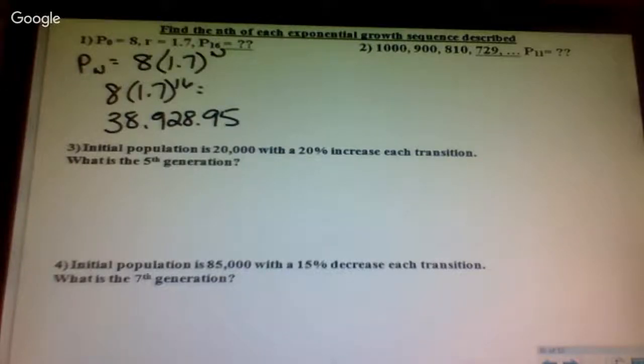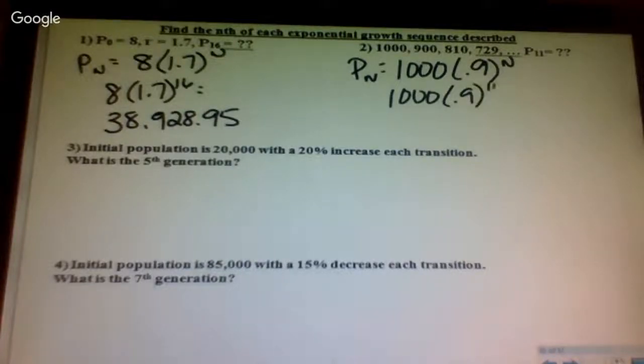Number 2. P sub n equals, what number do I start with? 1,000 times 0.9 raised to the n. So now I need to plug in what? 11. That gives 313.81. Perfect.